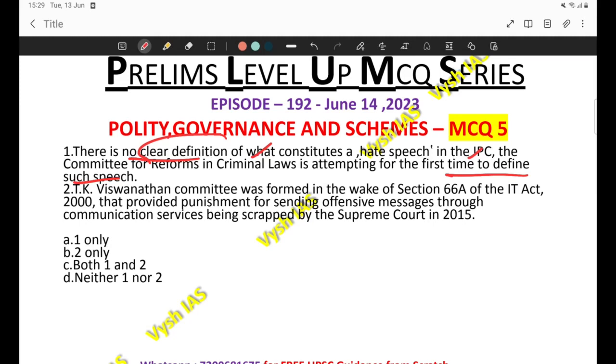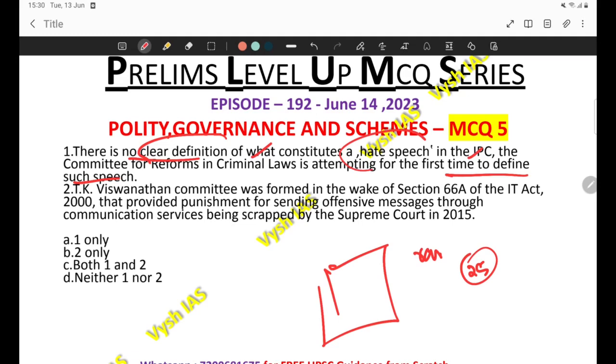Because that will be a smaller number. The things which are defined in the constitution will be rare, coming to around 20 or 25 items. That alone you have to remember, and for the rest, if they are asking, you can go with no. There is no such clear definition for anything else. For whichever things a clear definition exists, that alone you can remember, so that you can tackle these kinds of questions. Yes, for hate speech also there is no definition.